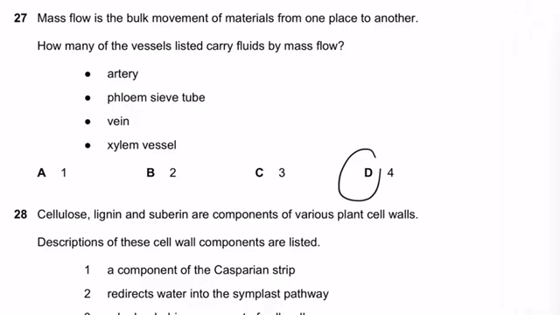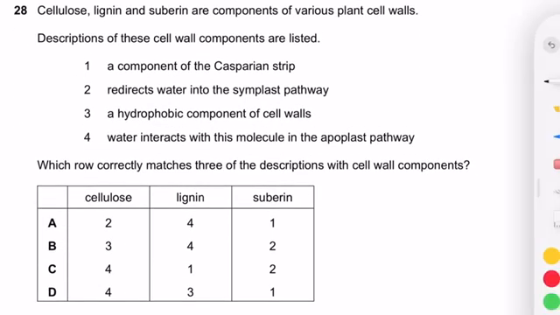Okay, moving on. Cellulose, lignin, and suberin are components of various plant cell walls. Descriptions of these cell wall components are listed. A component of the Casparian strip is going to be suberin, which redirects water into the symplast pathway. Another one about suberin. And for hydrophobic components of the cell walls, you can say lignin or suberin. And basically water interacts with this molecule in the symplast pathway, definitely cellulose.